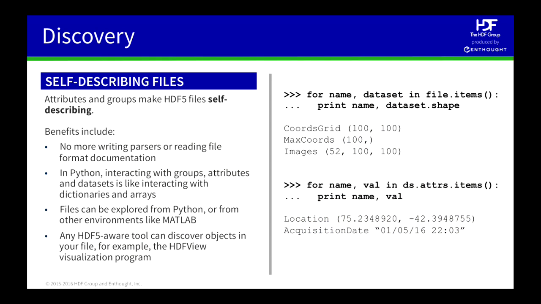What does it mean to be self-describing? In the HDF5 world, it means that you can skip the step where you write a long parsing script to pull data out of a file. In Python, this means you can interact with groups, attributes, and datasets in a very Pythonic way. In other words, groups and attributes use the dictionary metaphor that can be iterated over. They have keys and values. And datasets behave like NumPy arrays. You can slice them, and you can examine attributes like shape and dtype.